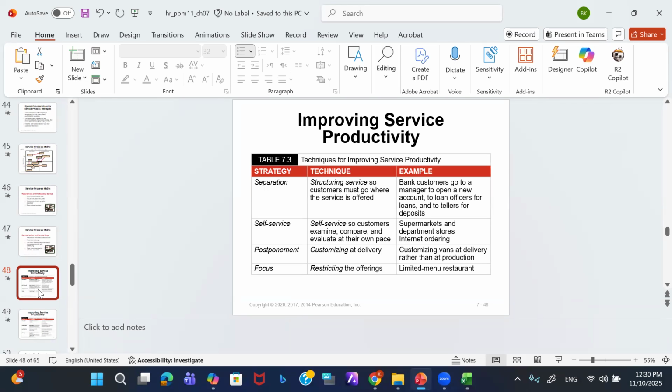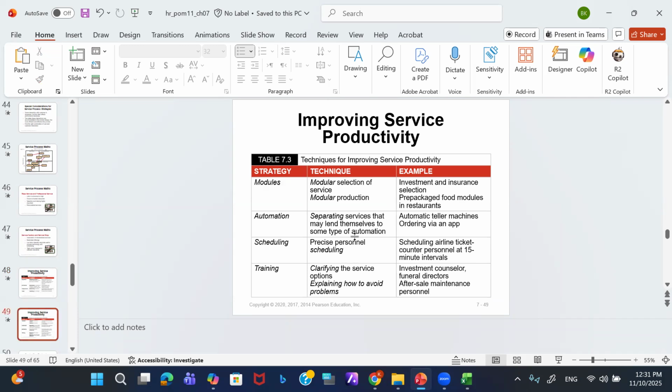Self-service, so customers examine, compare, and evaluate on their own: supermarkets and department stores, internet ordering. Focused, restricting the offering, like a limited menu at a restaurant. Yeah, these are examples of improving the service productivity.